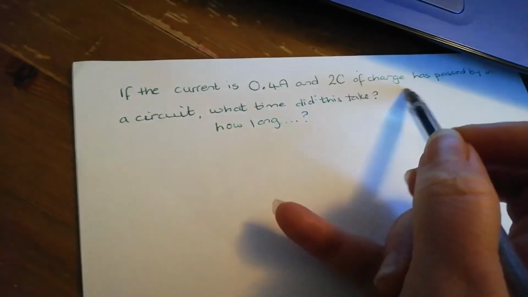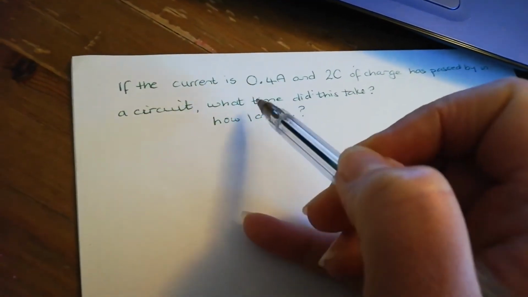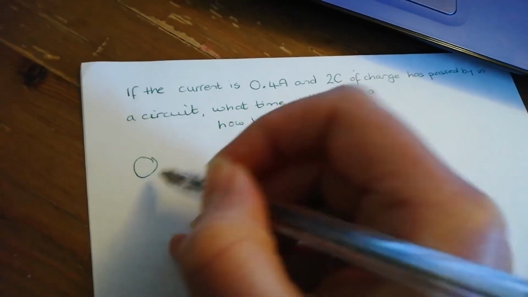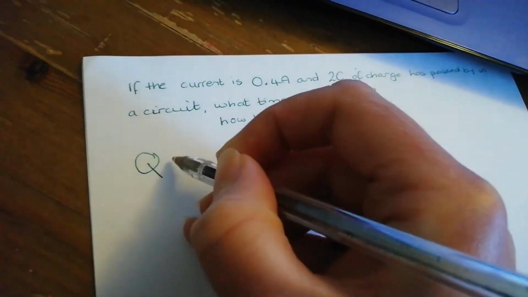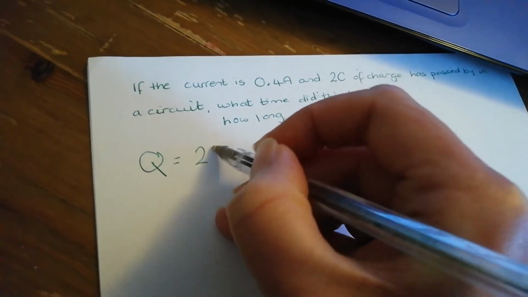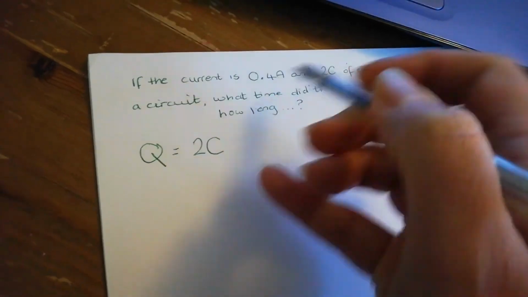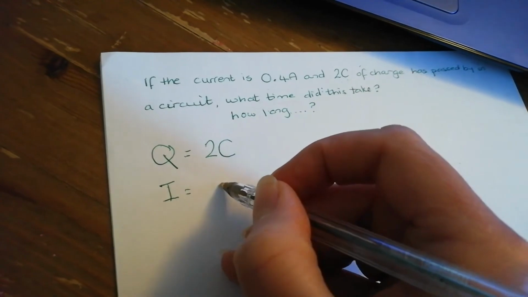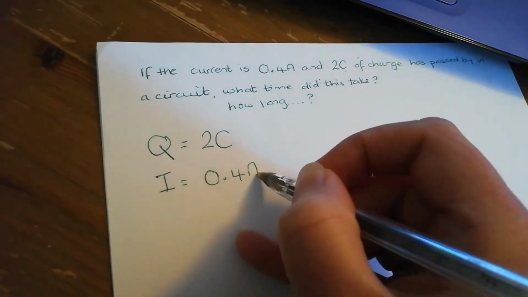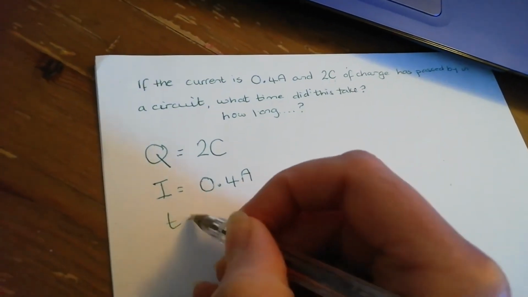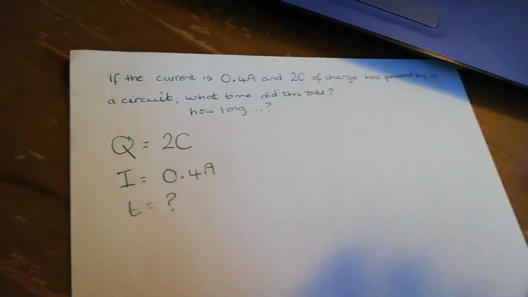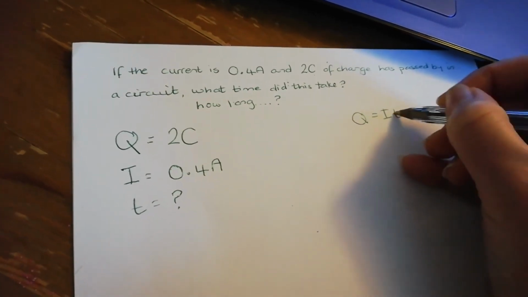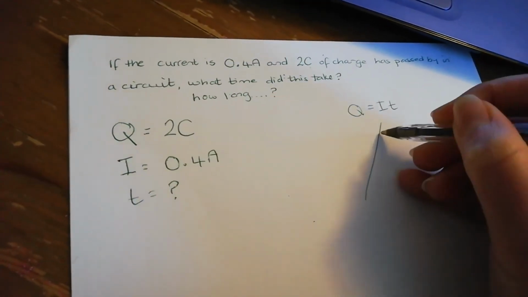So again, when we're doing an equation question, we show all of our working. And this is why it's so important to remember your symbols. So the symbol for charge is Q. And the charge is 2 coulombs, we can see from here. The symbol for current is I, and our current is 0.4 amps, so we can write that there. We do not know the time, so we register that as a question mark. We know that Q equals I times T. That is what would be on your relationship sheet.